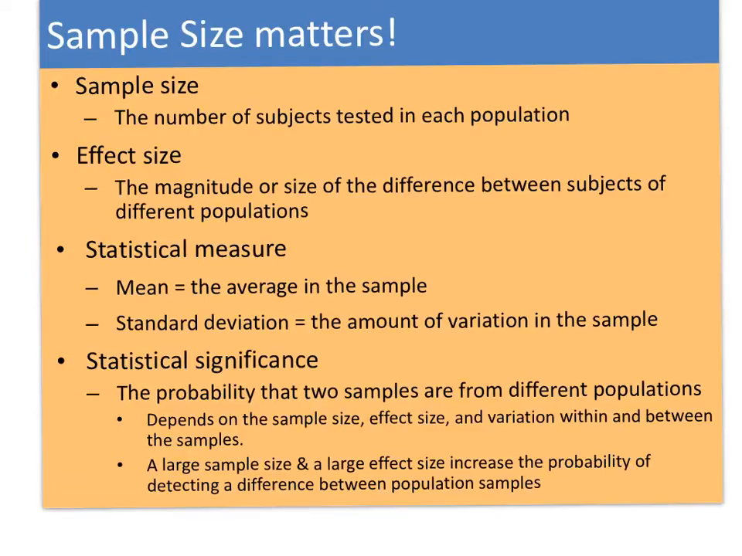So the main things in statistics that we're really concerned about is whether the mean is different in two populations, and the only way you can determine that is if you actually have a measure of variation in terms of your sample. And then the probability that two samples are different in terms of the population. That's where you use inferential statistics, and you need that standard deviation.